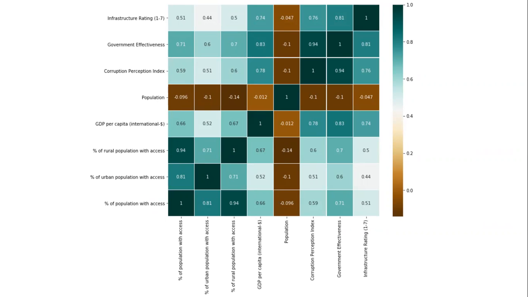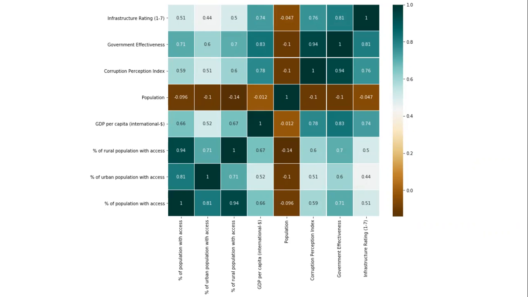We see a medium to strong correlation between corruption perception index and percent of the rural population with access to clean water. The higher the corruption perception index, we see that there is a lower percentage of rural population with access to clean water, which makes sense and is interesting to analyze further.